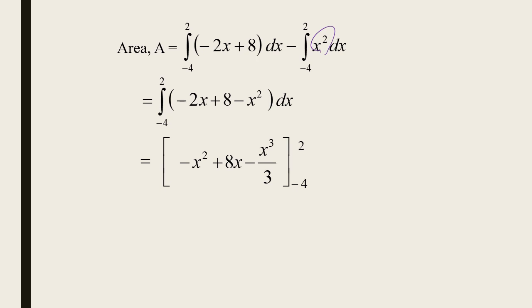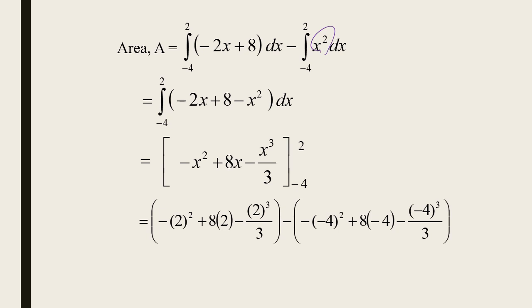Substitute the value. We will get, substitute 2, we get negative 2 squared plus 8 of 2 minus 2 cubed over 3. And then substitute negative 4, minus negative of negative 4 squared plus 8 of negative 4 minus negative 4 cubed over 3. So use your calculator, we will get the final answer equal to 36 unit square. Okay, so this is how we find out the area between two curves.